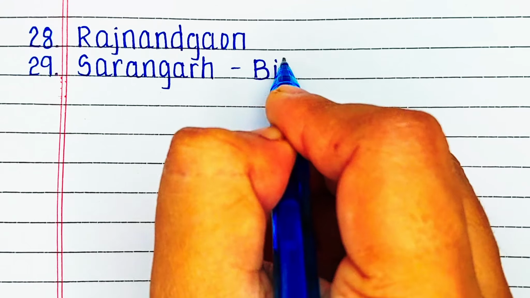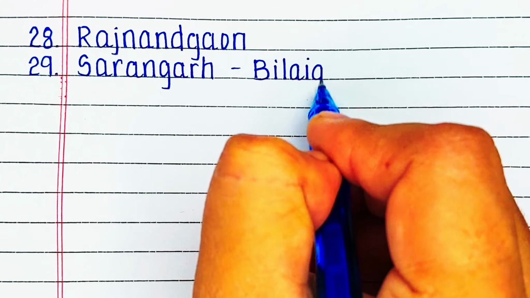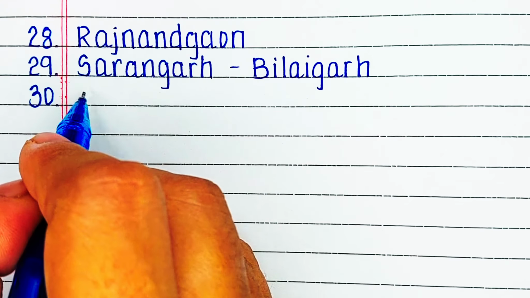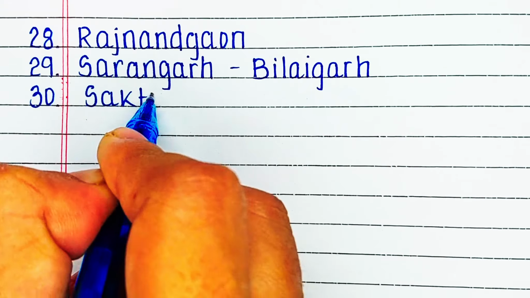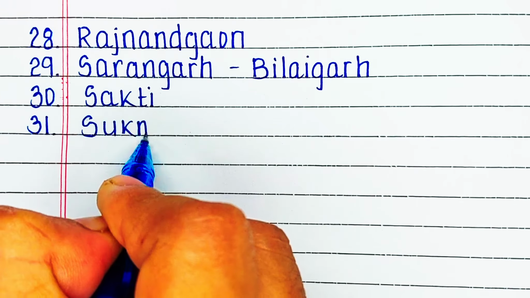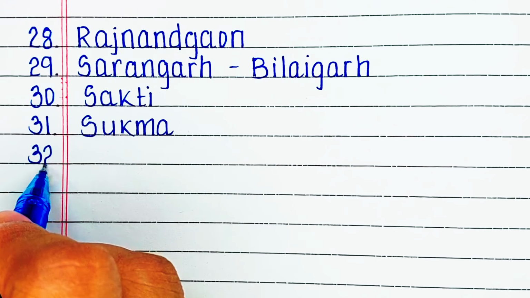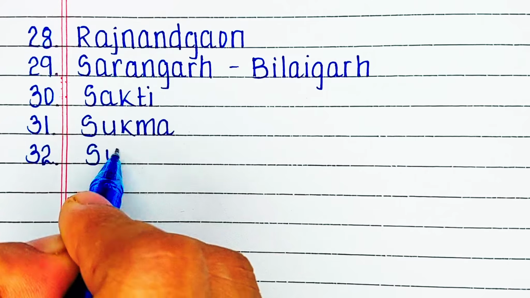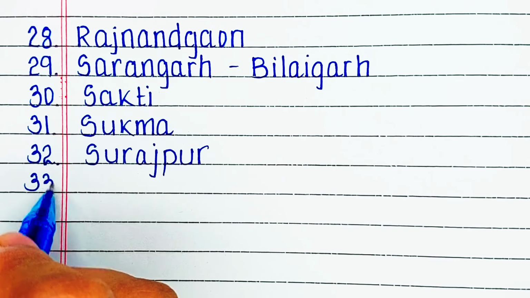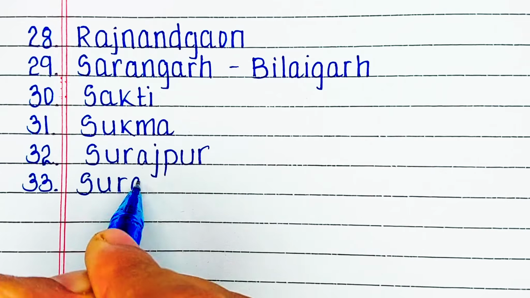Next district is Sarangarh, Bilaigarh District. Next is Sakti District. Thirty-first district is Sukma. Next is Surajpur. 33rd district of Chhattisgarh is Sarguja.